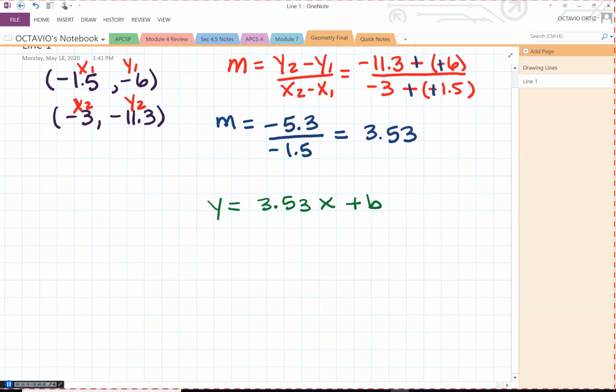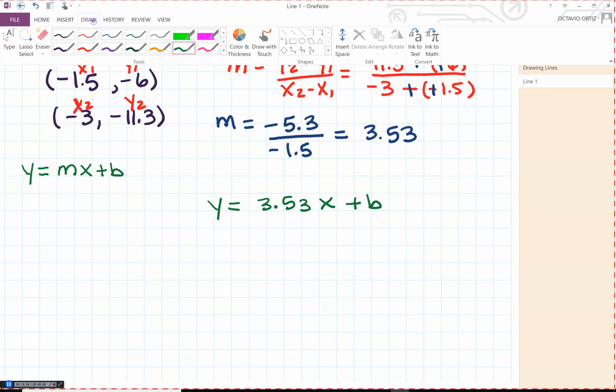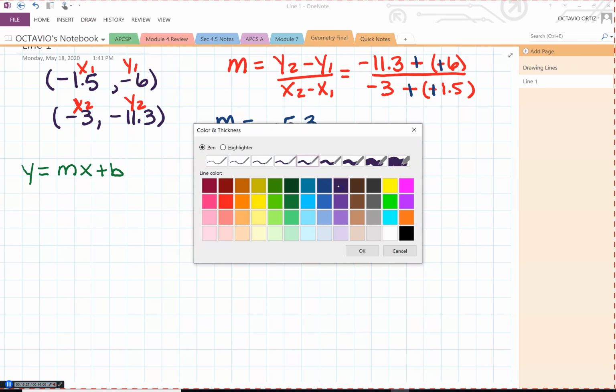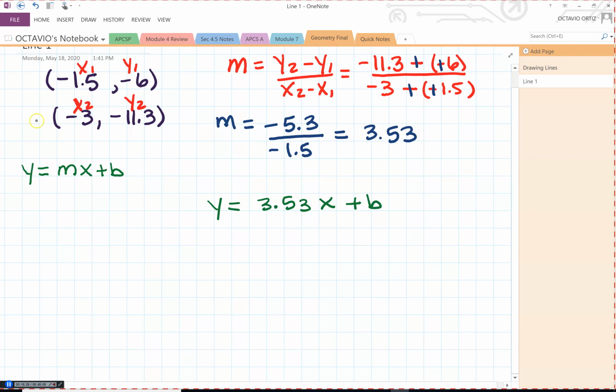Again, I'll write the equation here because I didn't write it, but mx plus b, right? Now I want b. You can pick either of the 2 points. It doesn't matter which one you pick. So I can pick this one or this one. I always like to pick either the positive ones or the smaller number ones. In this case, the ones with the smaller numbers are this one. So I'm going to put negative 1.5 where I see an x. I'm going to put negative 6 where I see a y. So negative 6 equals 3.53 times x. Instead of x, I'm going to put negative 1.5.